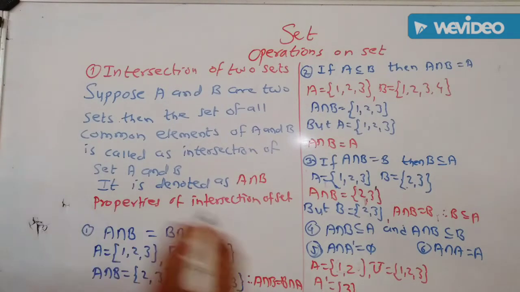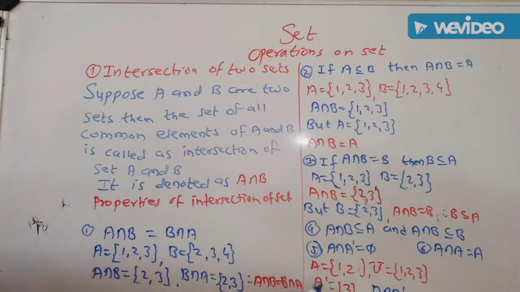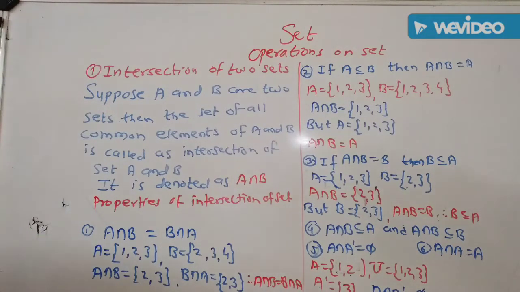And then if we take A intersection complement of A, both the elements of set A and complement of A, we have to take the intersection of these two sets. A set contains 1, 2, complement of A contains 3. That is, there is no common element between both the sets, and therefore it's an empty set. Therefore, A intersection complement of A is equal to empty set.